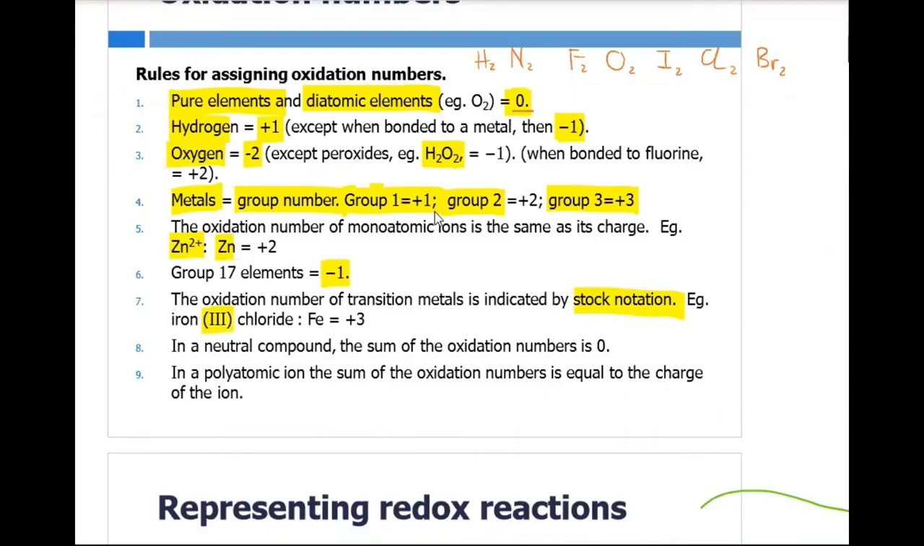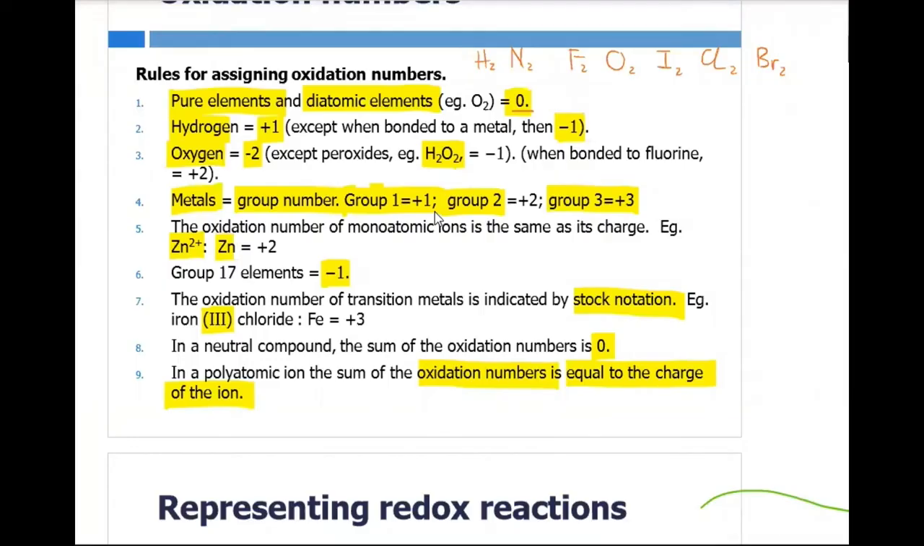Then in a neutral compound, the sum of the oxidation numbers must be 0. So if you have a compound that is neutral, if you've got a +2 and you've got a -1, then you must have a subscript 2 on the -1. Your charges, I always say to my students, whenever you look at a compound, the charges can be equal, opposite in sign. That's perfect. But you must have them balance out to have a neutral compound. And then the last little bit is, in a polyatomic ion, the sum of the oxidation numbers is equal to the charge of the ion. So the sum is equal to the charge.